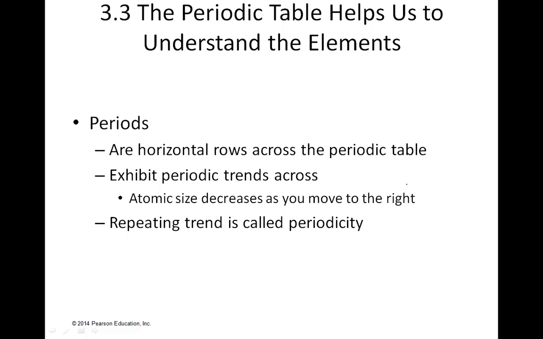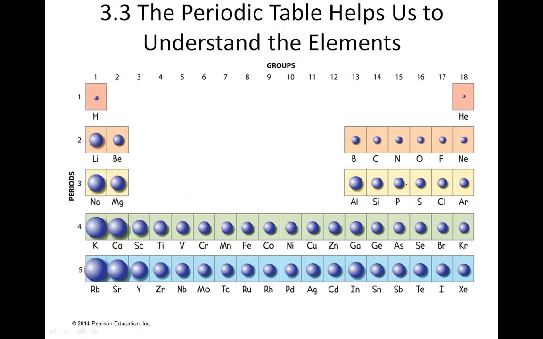All right, we will talk a little bit more about that later. Any repeating trend is called a periodicity, and that's where the name period comes from: it repeats in every single row, and so you've got periods. All right, so let's look at this example.